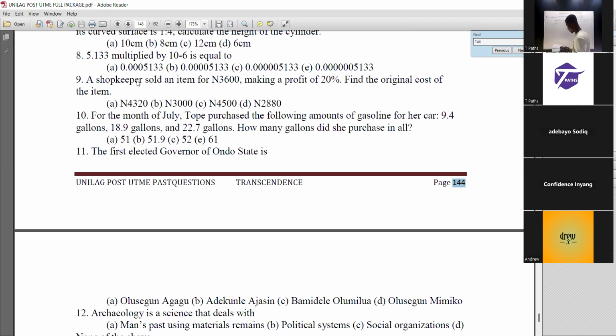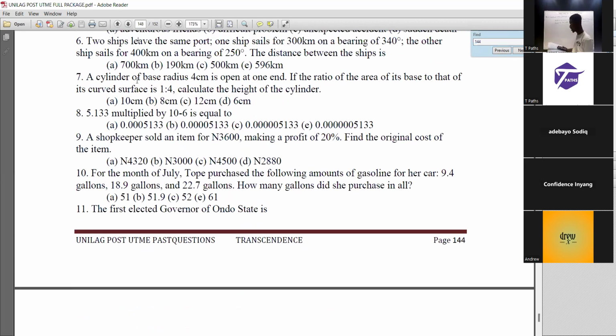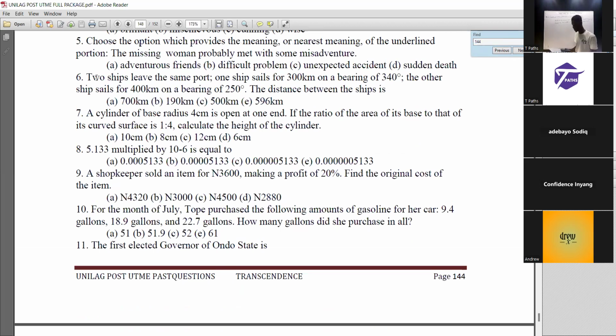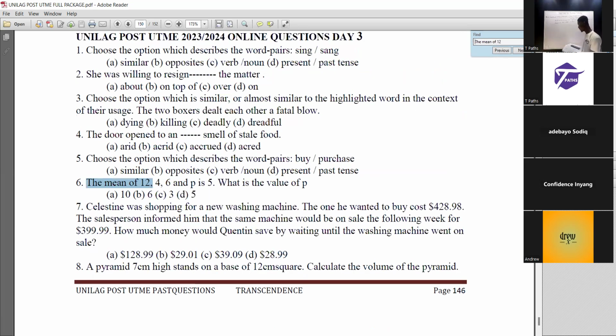So let's look at this question. Open to page 144, question 6. The question is asking us that the mean of 12, 4, 6, and P is 5. These are the set of observations.